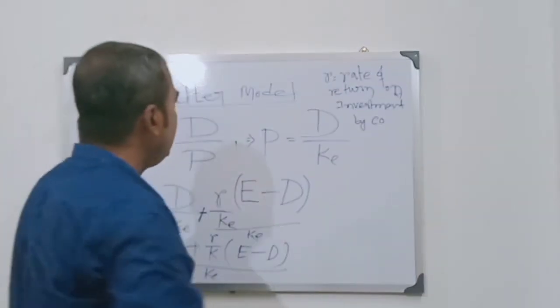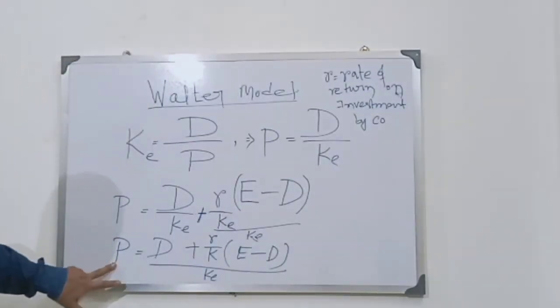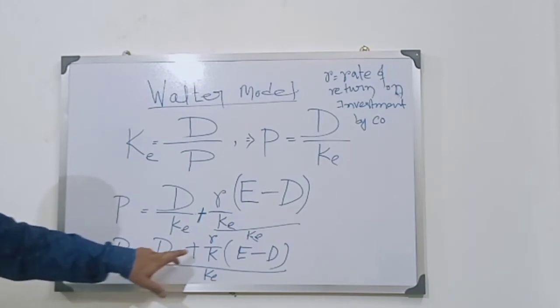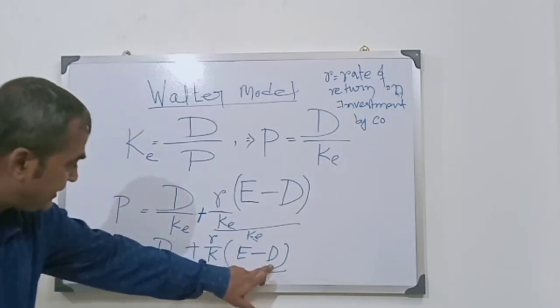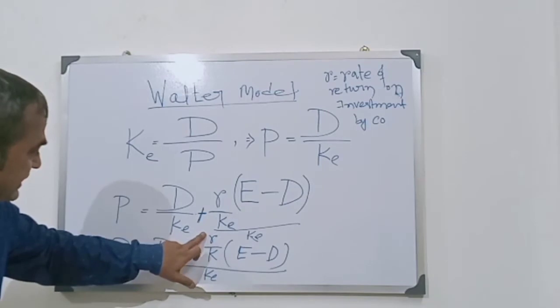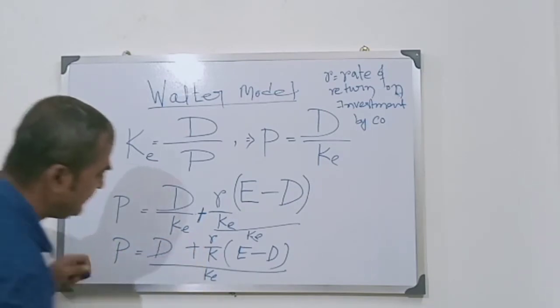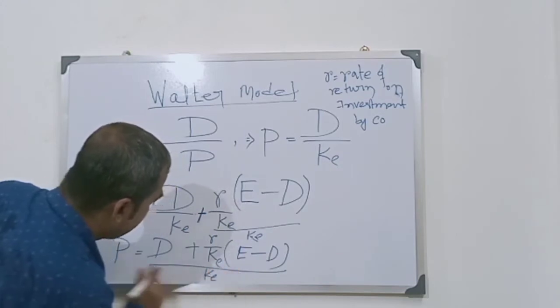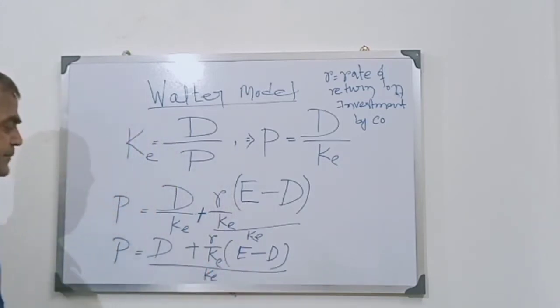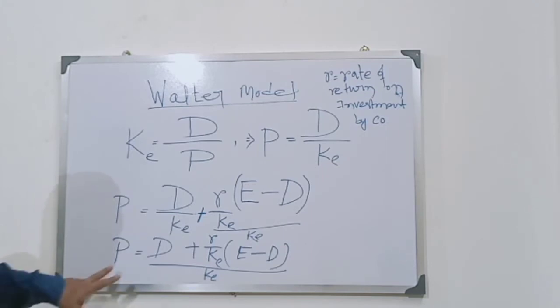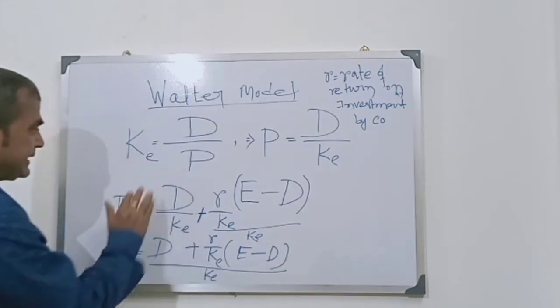Now the price of the equity is equal to dividend per share plus retained earning, earning per share minus dividend per share, return on investment divided by cost of capital, divided as a whole by KE. This is to be understood. This is the Walter model. Now, I will show practically.